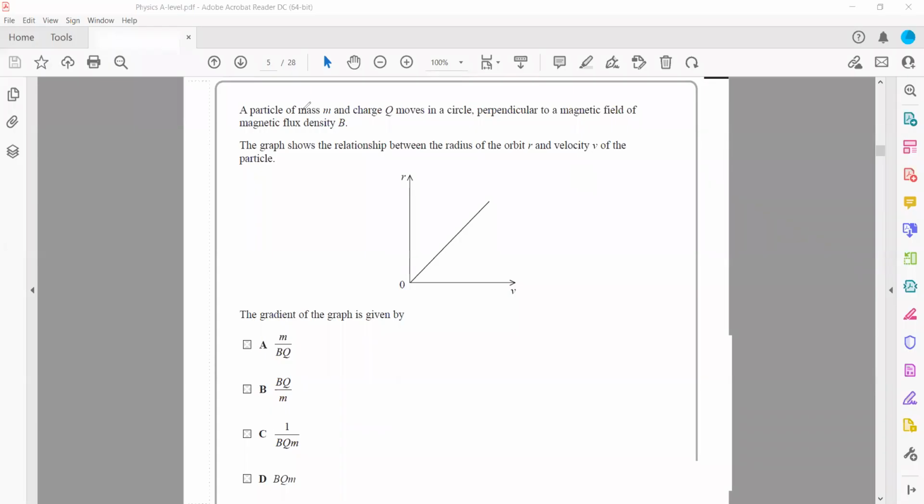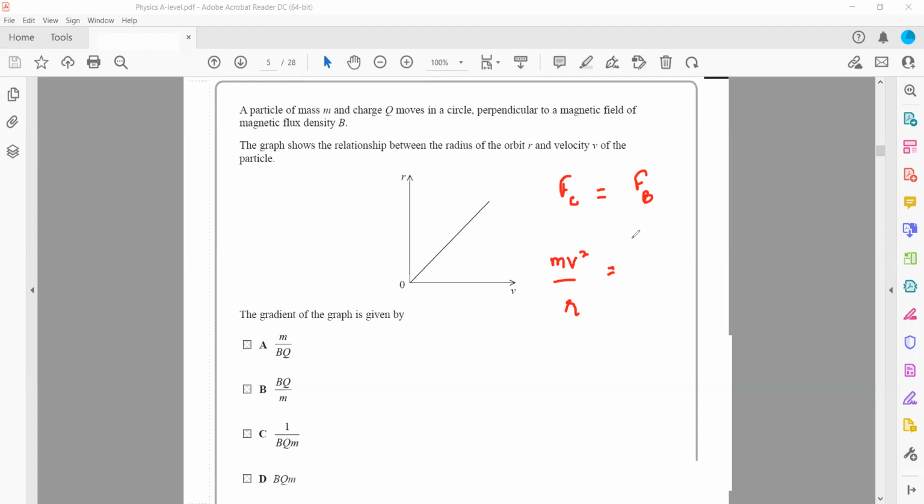So in this question, there is a particle which has a mass m and a charge q which moves in a circle perpendicular to a magnetic field with a flux density of B. The graph shows the relation between the radius of orbit r and the velocity v. So they are directly proportional. What will the gradient be? How can we work this out? When an object is moving in a circular path, it means the centripetal force equals the magnetic force. The centripetal force is given by the formula mv squared over r, where r is the radius, m is the mass, and v is the speed.